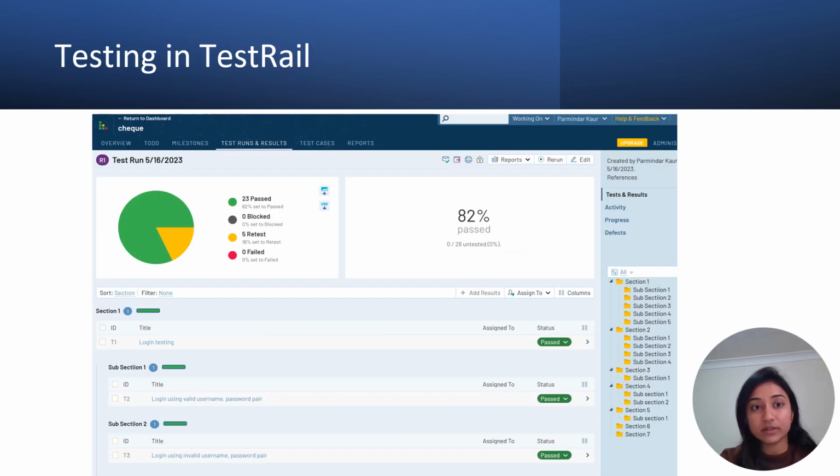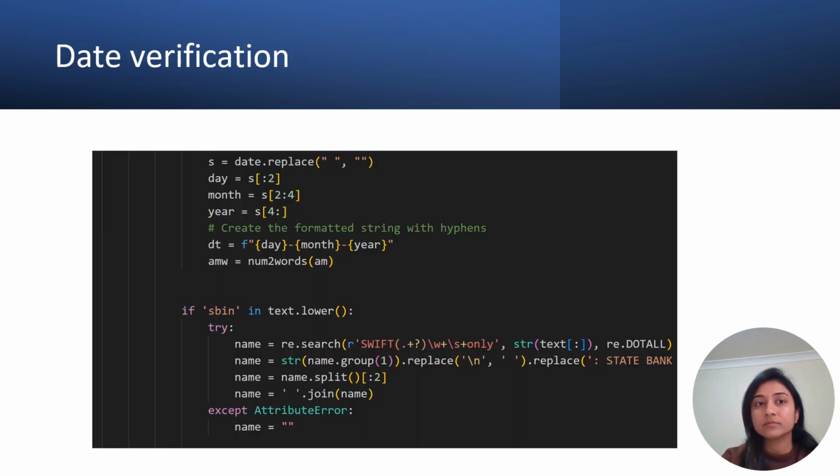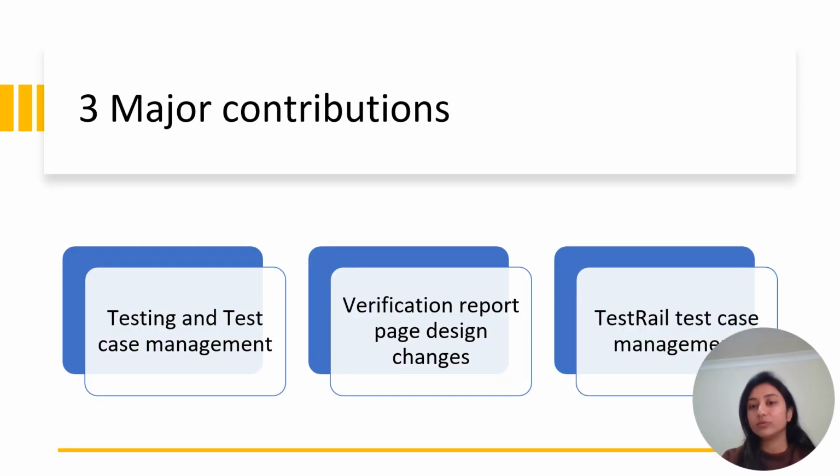That is the testing in TestRail I did for Sprint 3; a few tests I had to retest, and a few passed. That is the data verification, where I did the coding part as well. The major contribution in my role, because I am a tester, is the testing and test case management, the verification report and page design changes, and the test management tool I'm using. Those three are my major contributions, and the project write-up, because as an AB student I contribute after testing, and I also started working on the write-up part.